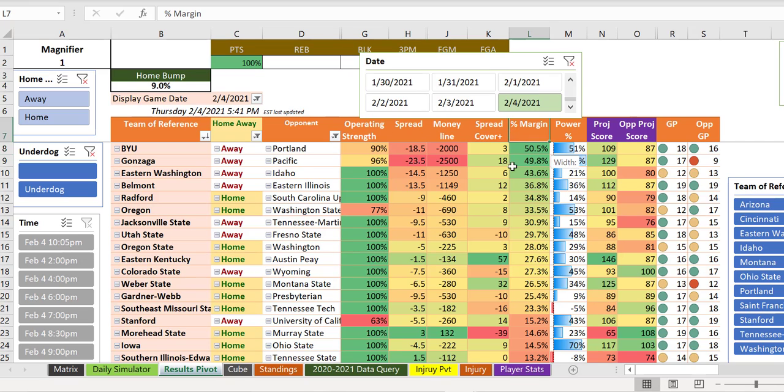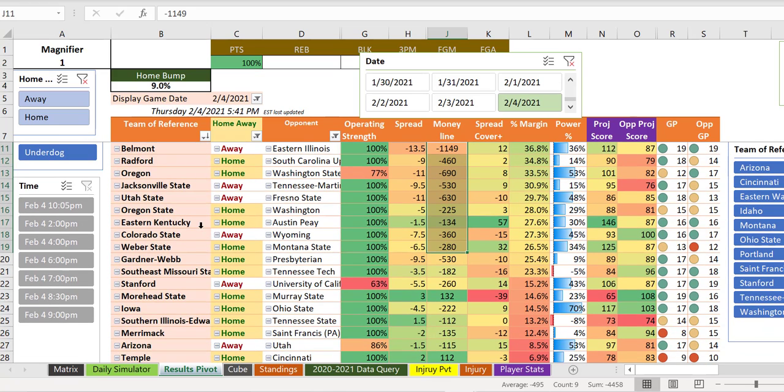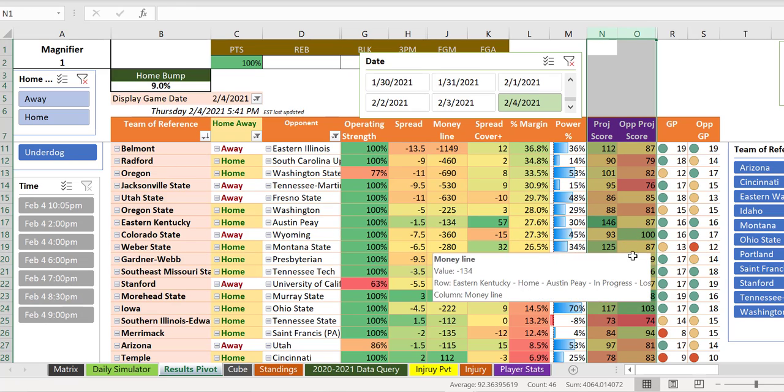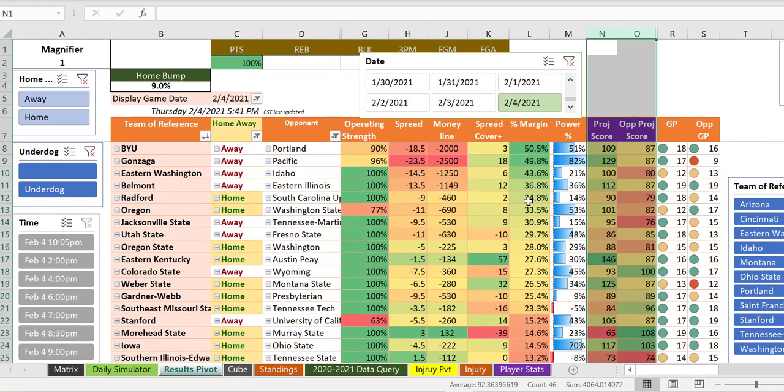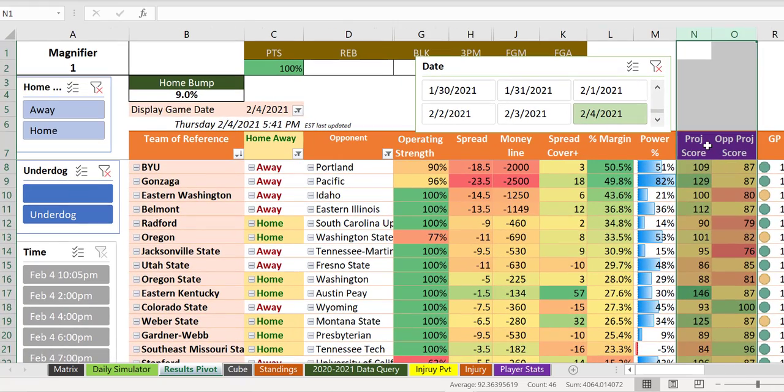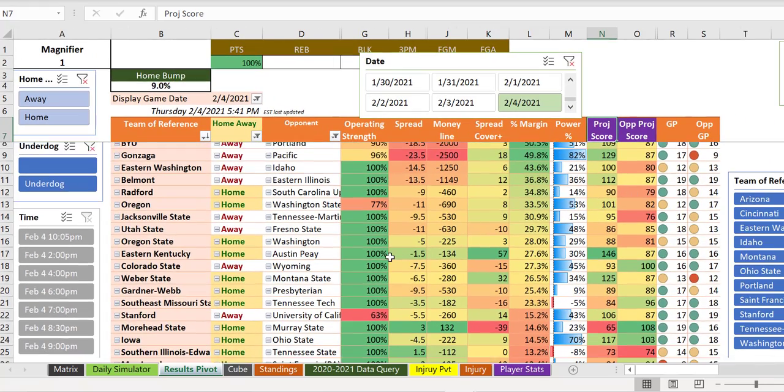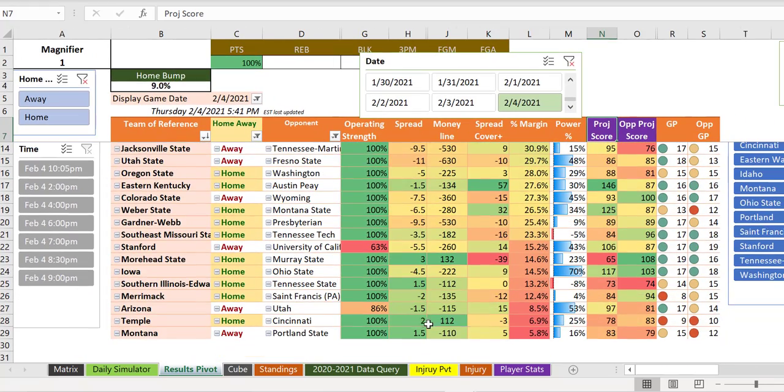So, all that being said, is there anything else interesting in here in the order of descending margin? Are there any good money lines here? Eastern Kentucky at home against Austin Peay, only minus 134. My projected scores are all screwed up, I know that, but they are doing something, even if they're not nominally right. The comparison's supposed to mean something.